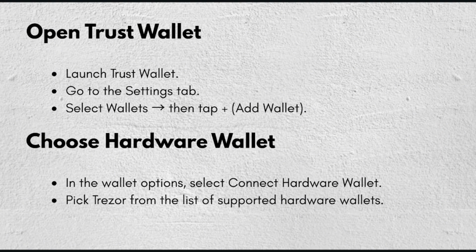After that, open your Trust Wallet, launch the application, and then go to the Settings tab, then select Wallet, then tap Add Wallet. From there, you have to choose the hardware wallet. So in the wallet option, select Connect Hardware Wallet, and then pick Trezor from the list of supported hardware wallets.